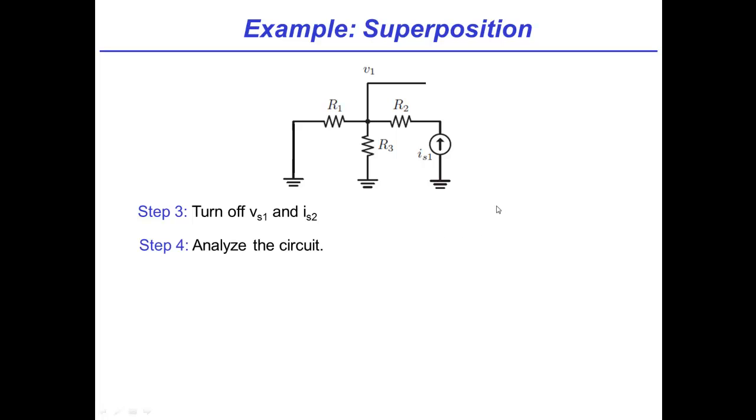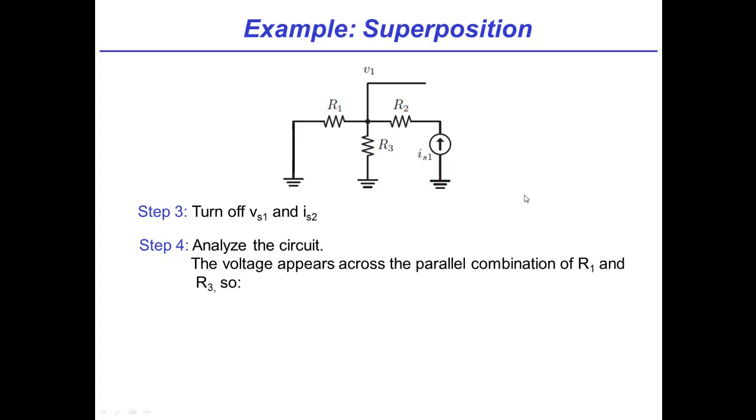Okay? So let's analyze this circuit. This is also pretty straightforward, right? This voltage here is essentially across the parallel combination of R1 and R3. So notice that R1 is to ground and R3 is to ground. So these two things are in parallel, right? And then again, this current going down R2 must then go through the parallel combination of R1, R3. And so it's a pretty straightforward exercise to calculate V1 because it's the current IS1 that's going through the parallel combination R1, R3. Fair enough?